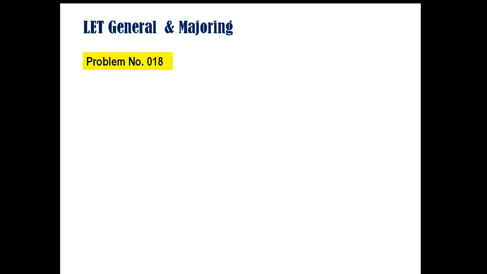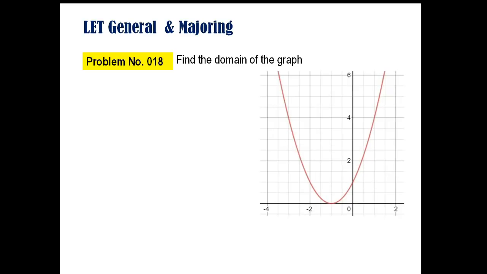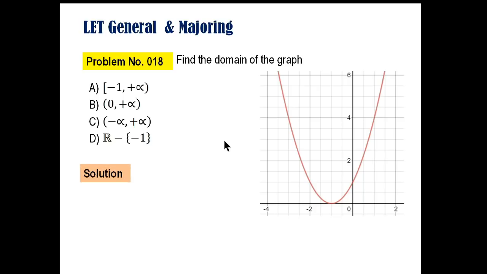Problem number 018. Find the domain of the graph. This one is the graph. So we're going to find the domain. For the choices, letter A, that's from negative 1 to positive infinity, negative 1 is included. B, 0 to positive infinity, 0 is not included. C, from negative infinity to positive infinity. D, all real numbers except negative 1. Okay, for the solution.